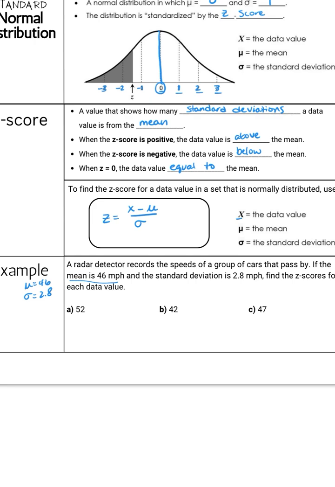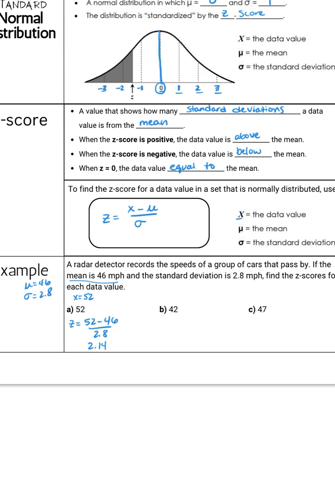So in this case, x is going to be 52. That's the data value we're talking about. So the z-score is 52 minus 46 divided by 2.8. And we just put that in our calculator, and we're going to get 2.14. And we generally keep these to 2 decimal points because later on we're going to use a table to look up these values, and 2 decimal points is where we want to be.